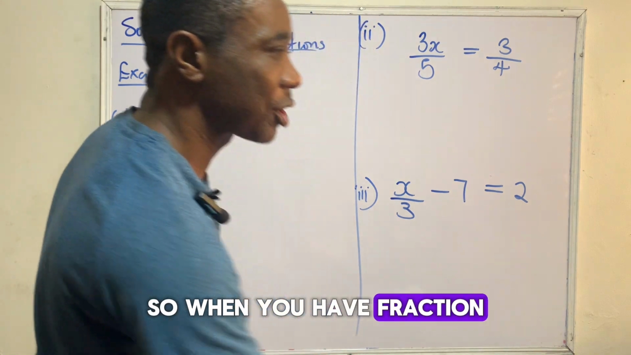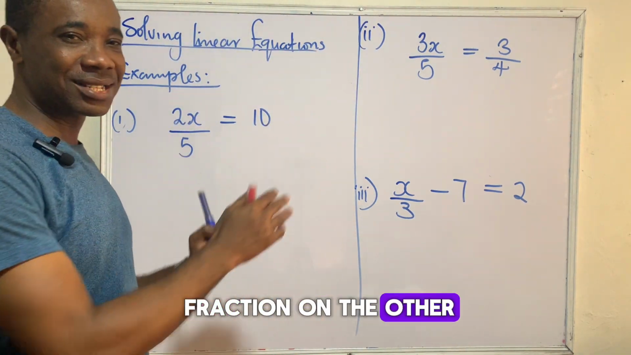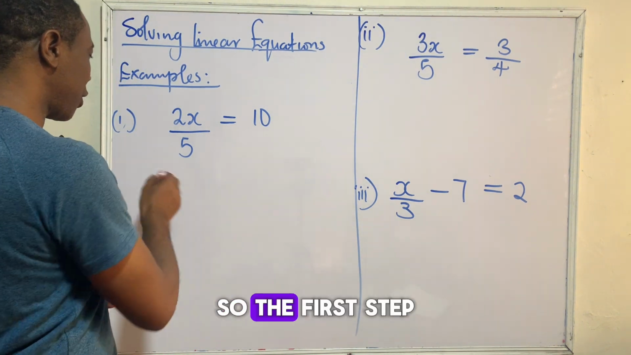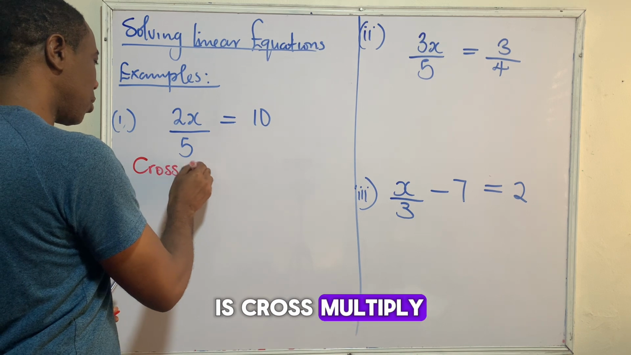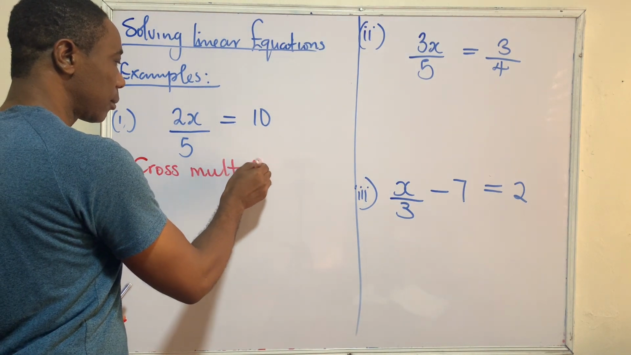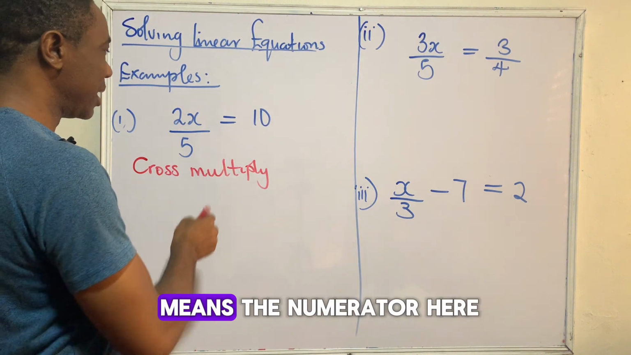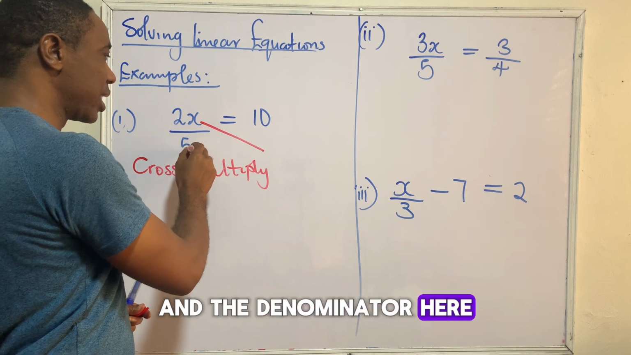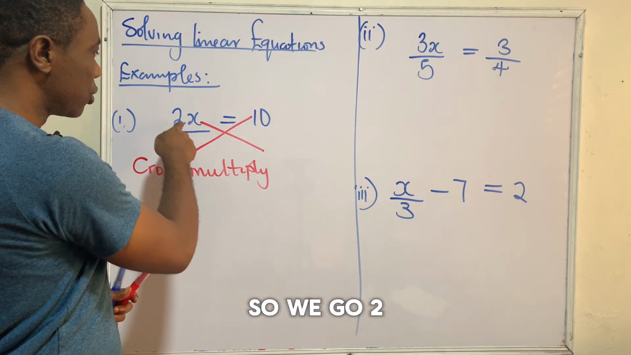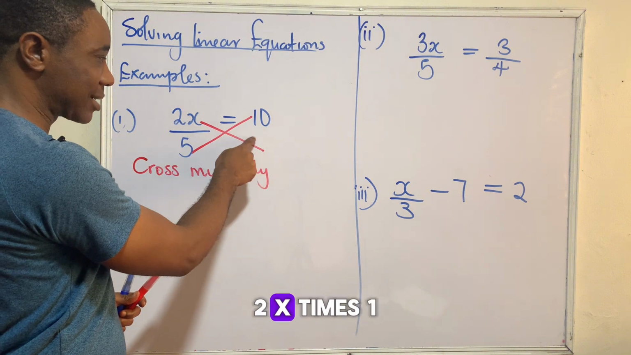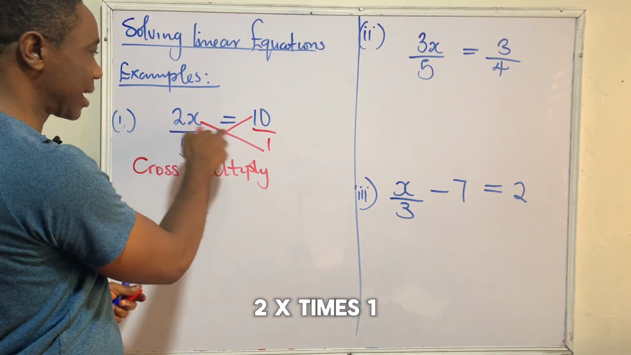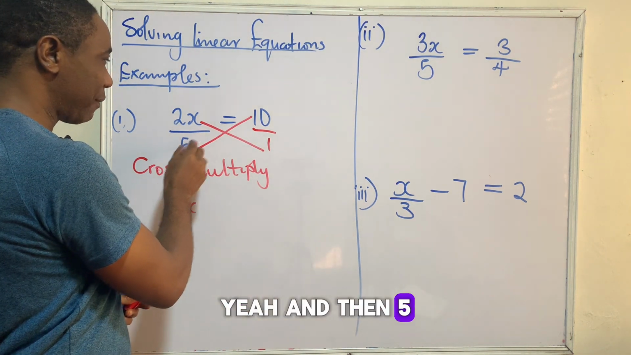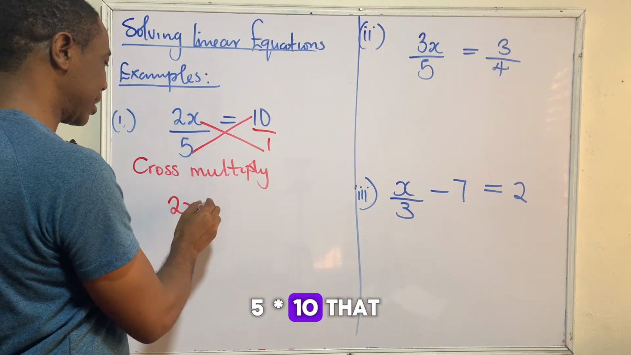So when you have a fraction on one side and a fraction on the other side of the equation, the first thing you do is to cross multiply. So the first step is cross multiply. When we say cross multiply, it simply means the numerator here, we multiply by the denominator on the other side, and the denominator here, we multiply by the numerator on the other side. So we go 2x times 1. This is over 1, right? 2x times 1 will give us 2x. And then 5 times 10 will give us 50.